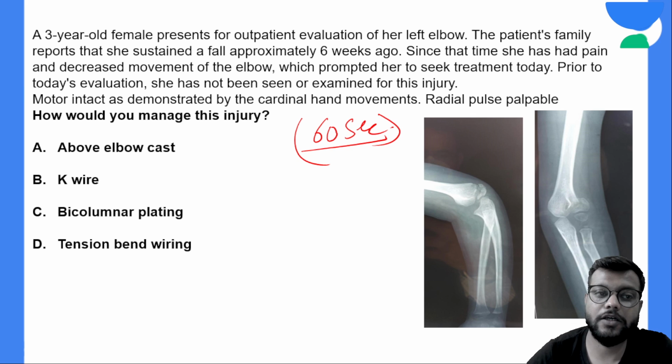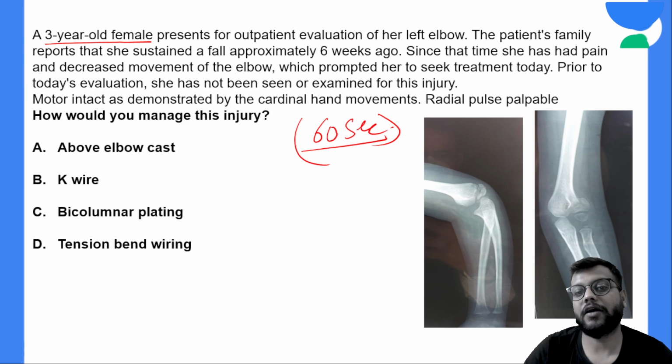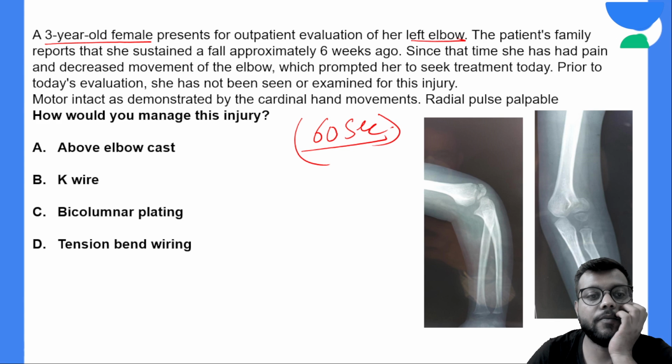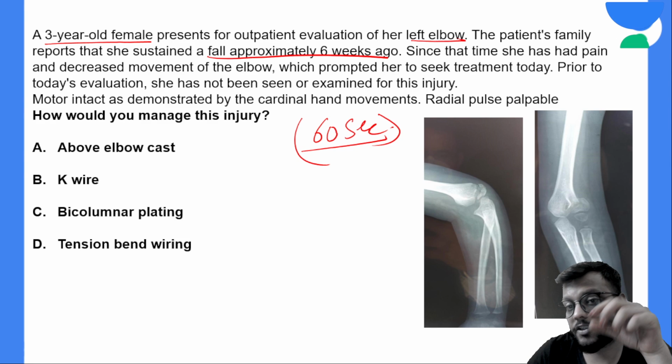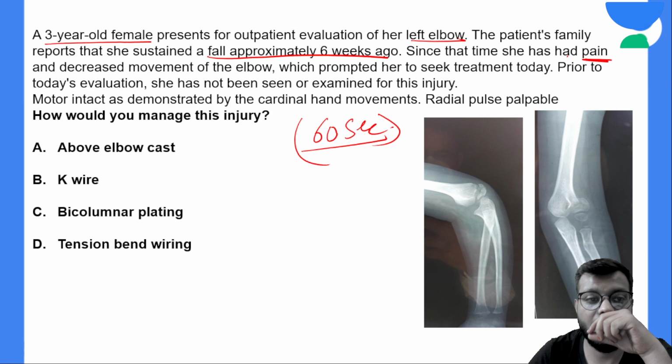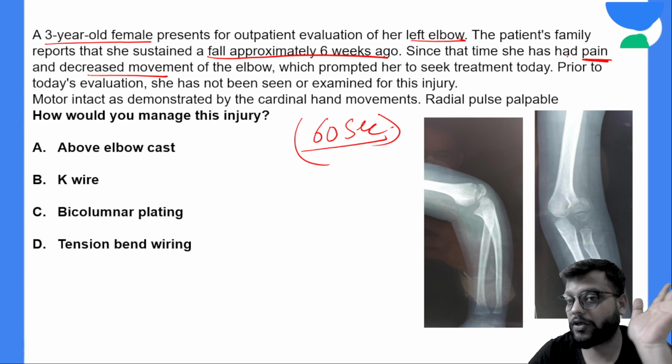Okay, now let's discuss. A 3-year-old female presents for outpatient evaluation of her left elbow. The patient's family reports that she sustained a fall approximately 6 weeks ago. Since that time, she has had pain and decreased movement of the elbow, which prompted her to seek treatment today after 6 weeks. So negligent.